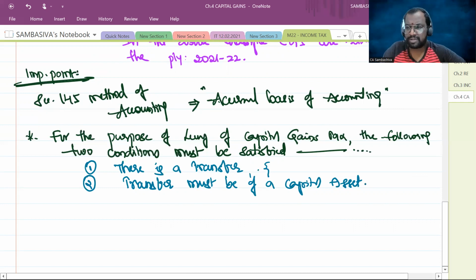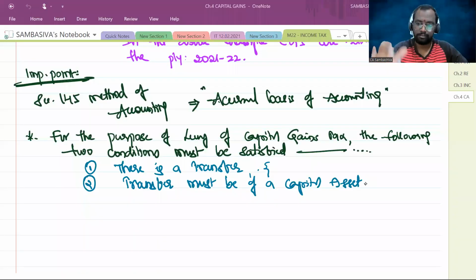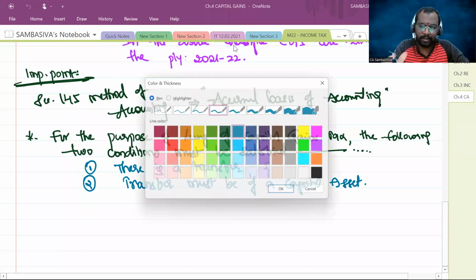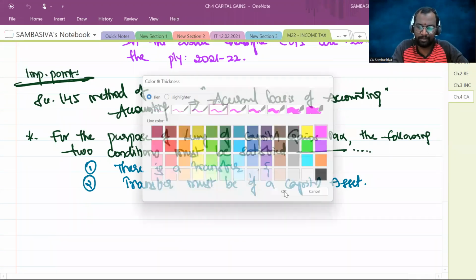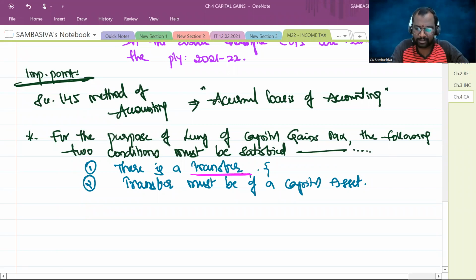Clear? Now let us try to understand these two conditions. For that, first one should understand the definition of capital asset, and after that the definition of transfer. Because the first condition is that there must be a transfer, and the second is that the transfer must be of a capital asset. So first we understand these two definitions, then we can understand the two conditions.